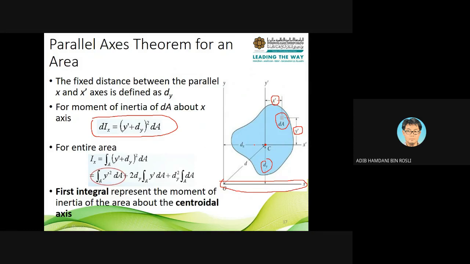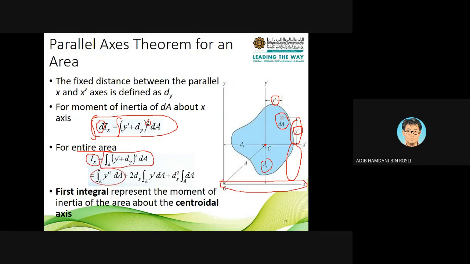Is it logical? It's logical, isn't it? The total distance is y prime plus dy, and you square that and multiply by the differential area. That one is the differential moment of inertia with respect to x, that's why we call it dIx. To get Ix for the entire area, you do integration. The left-hand side will be Ix, the moment of inertia about the x-axis, which is the one you want to find, and then you integrate and it becomes this expression.